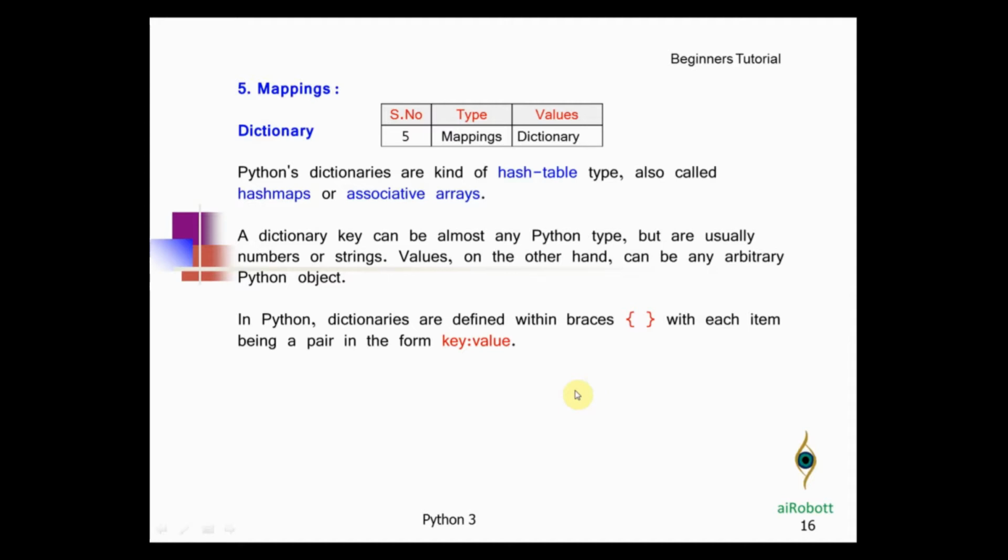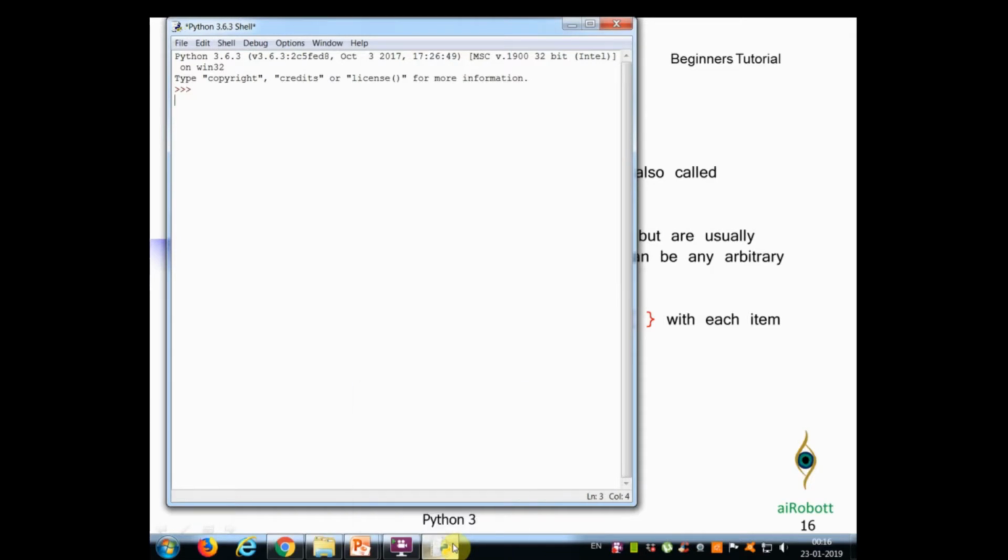Let's see one example here. Let's take D equal to curly braces, 1 is a key and the value is the value, and the key is the key, colon, 2 is the value. Let us see the type of this variable D. It is the dict class. We use the key to retrieve the respective value, but not the other way around.